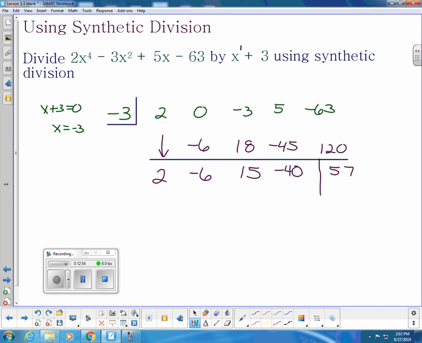Now we need to write the rest of this as a polynomial. If I had a 4th degree and I divided it by a 1st degree, what's my answer going to be? Degree 3, right? It's going to be a cubic. So we're just going to write this, and it's in standard form already. These are the coefficients. So that's my quotient, and this is my remainder.